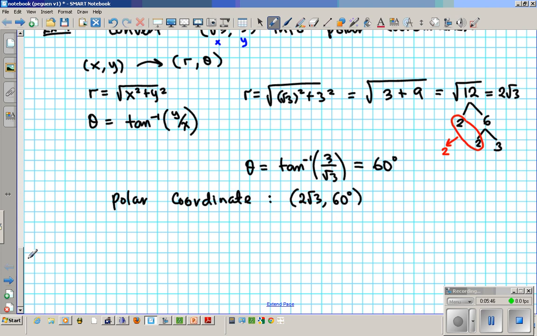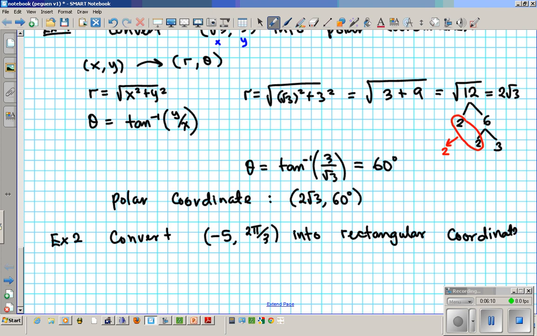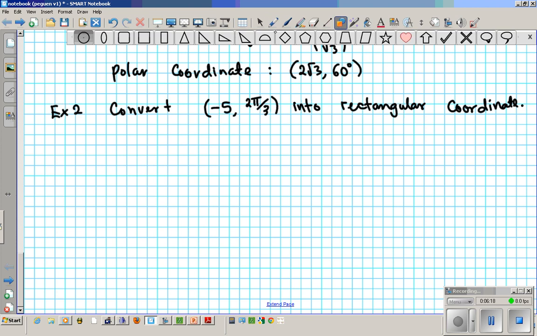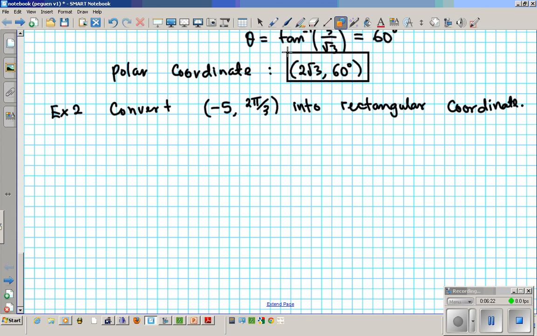All right, now let's consider another example. Example 2: convert -5, comma 2 pi over 3 into rectangular coordinate. Okay, write that down. Now, if we're converting to rectangular coordinate, what do we have and what do we need? Since this is rectangular where we are going, that means this must be polar, right? This must be r and this must be theta. So in this problem, we're starting from r theta and we're transforming it into x, y. So we need the x and we need the y in order to write our rectangular coordinate.